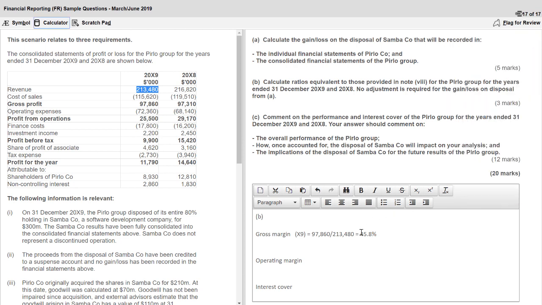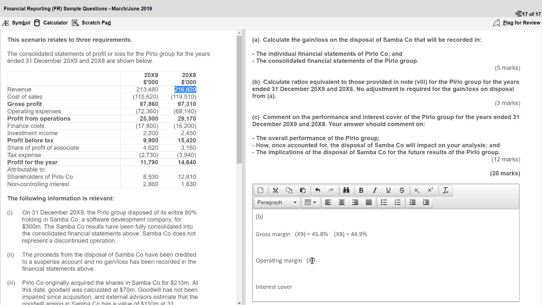Now, there's 3 marks available for all of these ratios. Personally, I wouldn't waste my time putting in the calculation, because if you don't get the calculation right, you get the wrong number, and they're not going to go through that and give you any additional marks. Just because you've written the numbers in. So again, for x8, you've got the 97310 divided by the 216820.